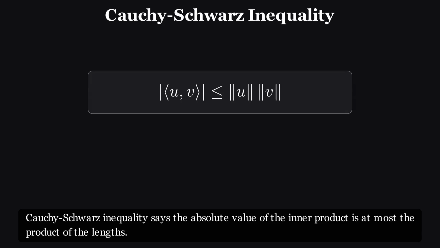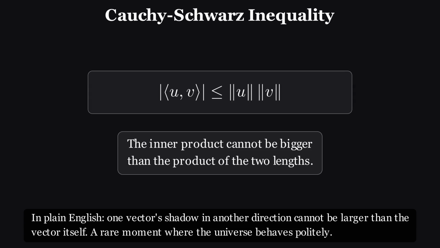Cauchy-Schwarz inequality says the absolute value of the inner product is at most the product of the lengths. In plain English, one vector's shadow in another direction cannot be larger than the vector itself. A rare moment where the universe behaves politely.